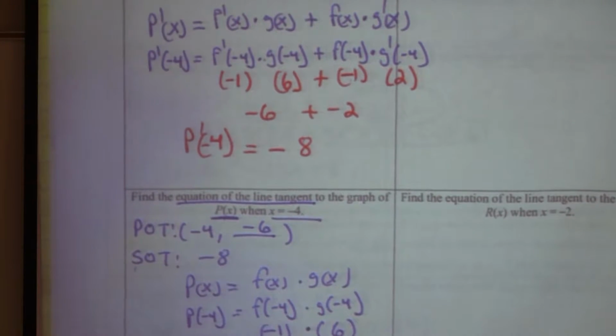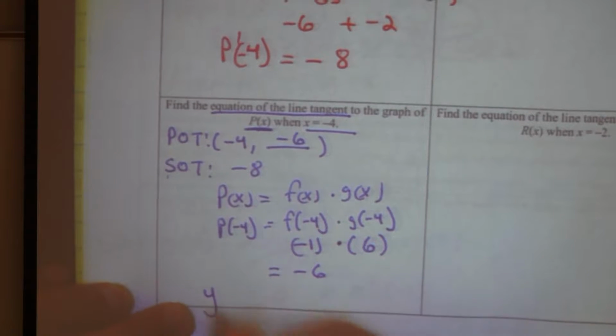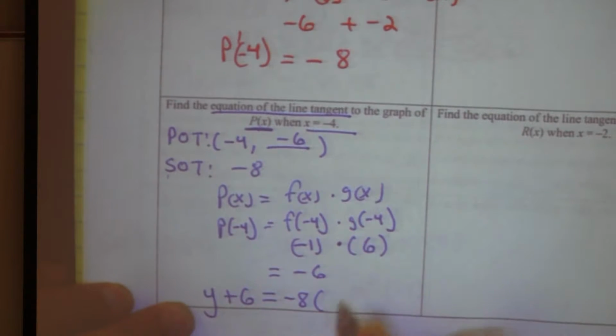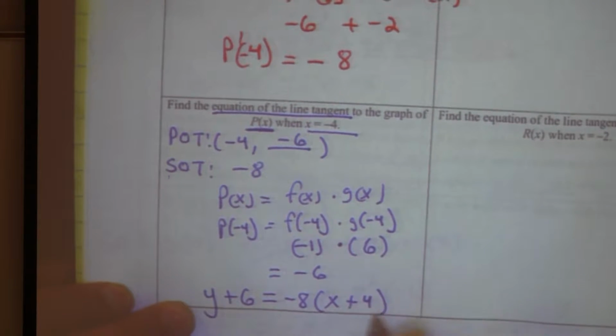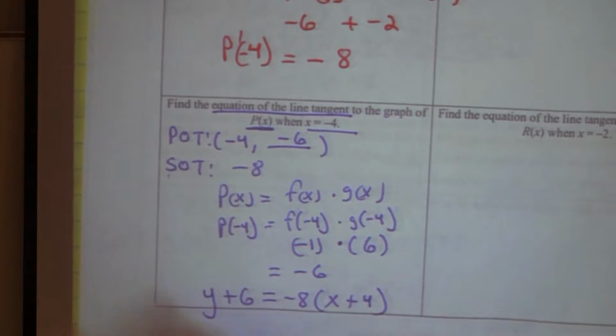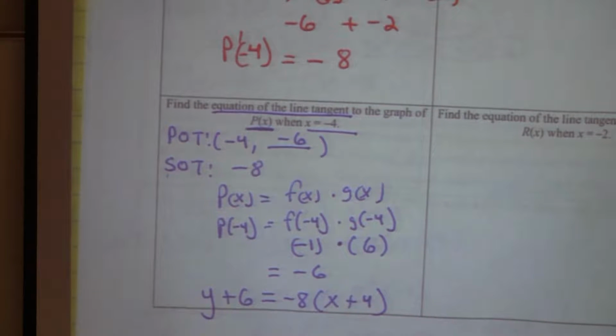And now we can write the equation. What would be that equation? Y plus 6 equals negative 8 times x plus 4. Beautiful. Alright? I love it too. This is an excellent problem. Okay? This is a challenging problem. This is at that level of the AP exam.